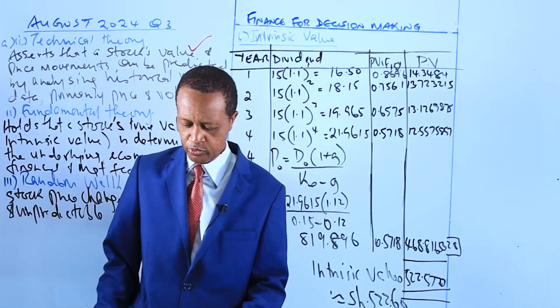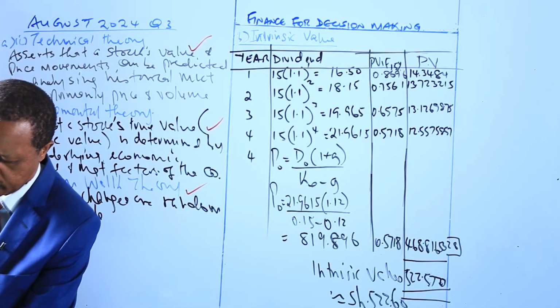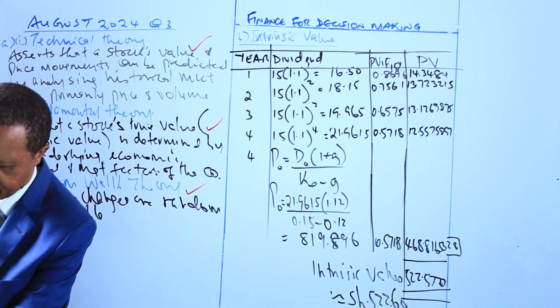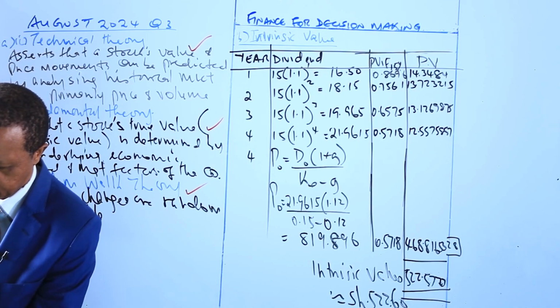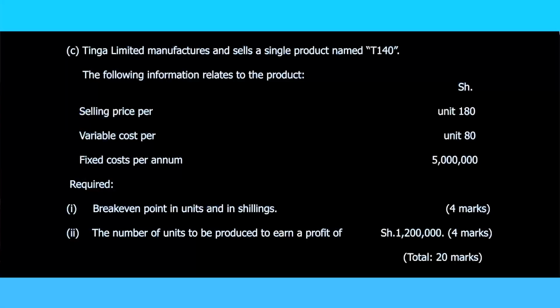Now allow me to move to the next part of the question, which is on CVP. Let's move to the next part of the question. Part C of the question reads, Tinga Limited manufactures and sells a single product named T140. The following information relates to the product.